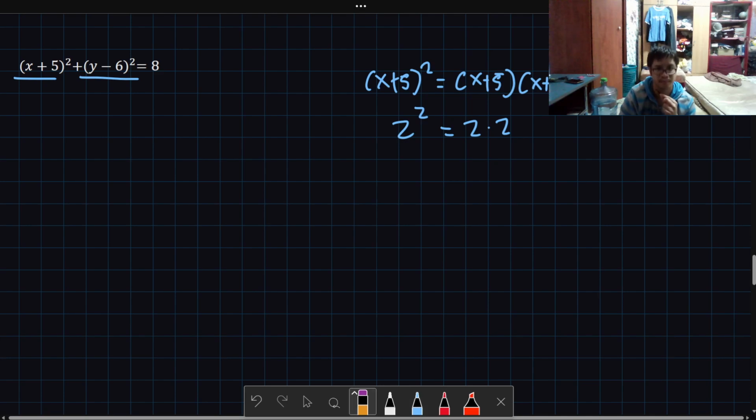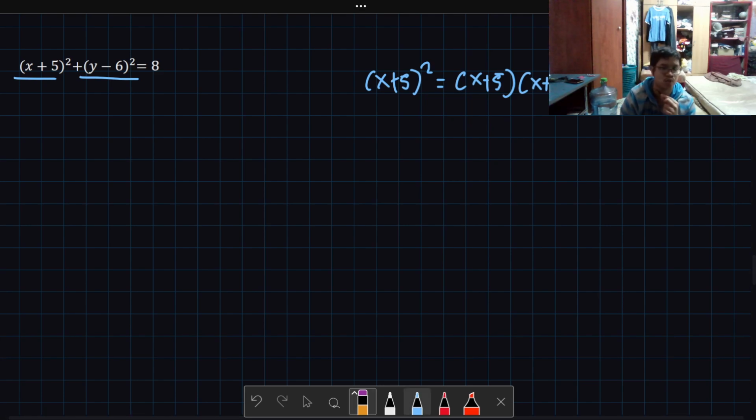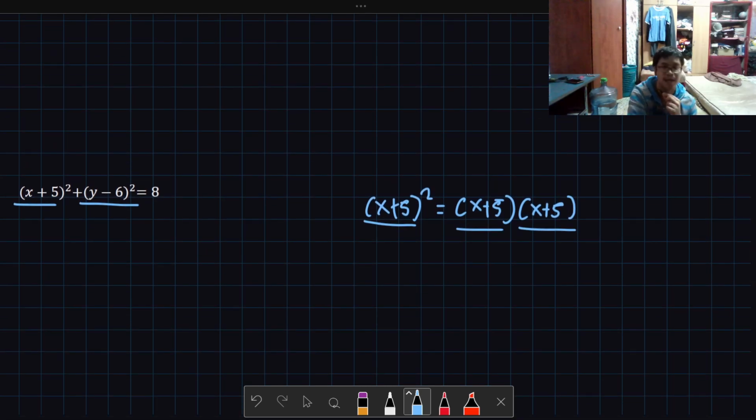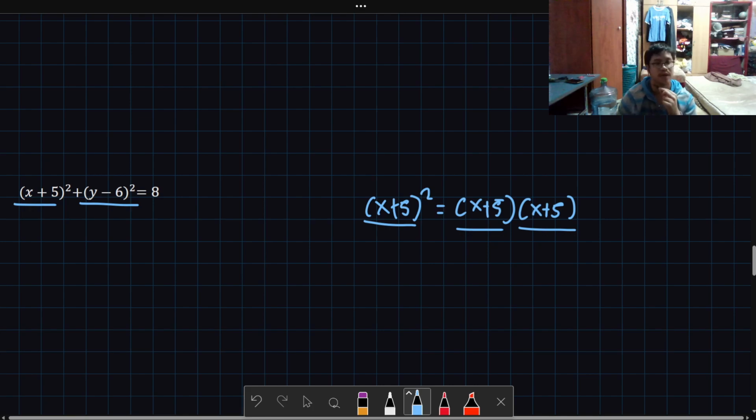The same application holds in this case, where we have the square of x plus 5. So meaning there are two x plus 5s, here and here. Wait, is it visible? Oh, sorry. Right, there you go. So squared means you have two x plus 5s: x plus 5, x plus 5. Then you multiply them together. Then you do the FOIL method.